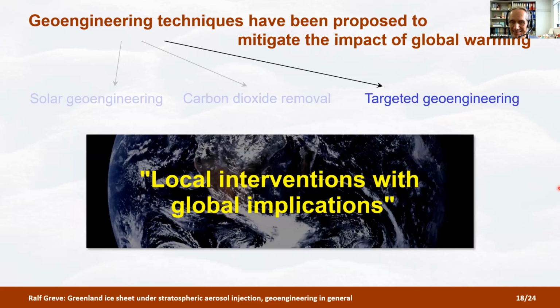So the third part I'd like to talk a little bit about is this idea of targeted geoengineering, which can be summarized under the slogan of local interventions with global implications. So solar engineering and CO2 removal are more like really global interventions, a very large scale intervention on the global scale. By contrast, the idea of these targeted geoengineering techniques would be to do something more specific: intervention only at a relatively limited local scale, but still with global implications.